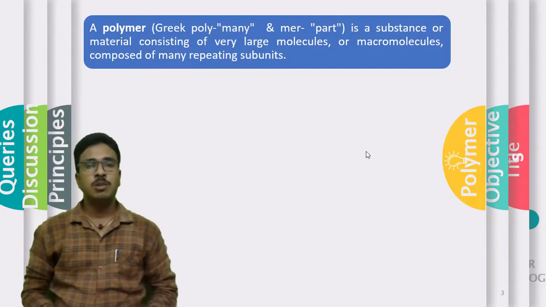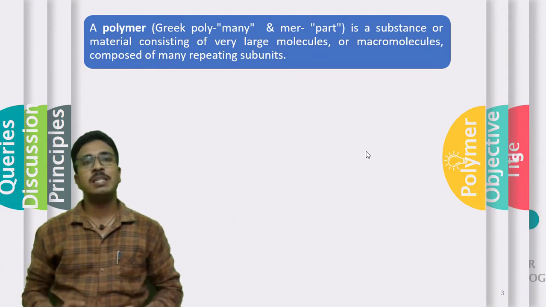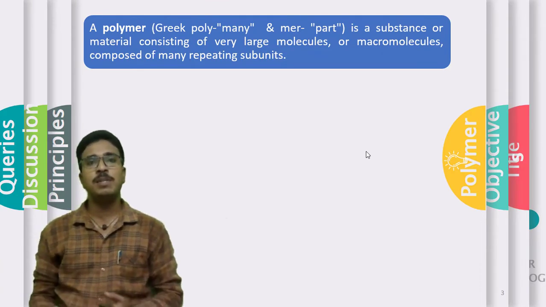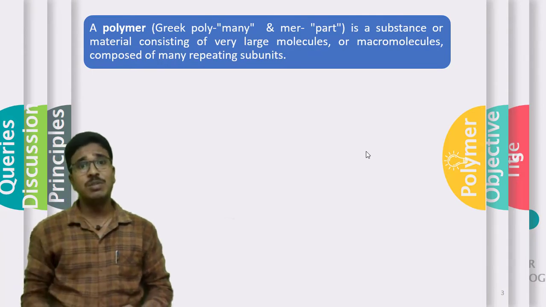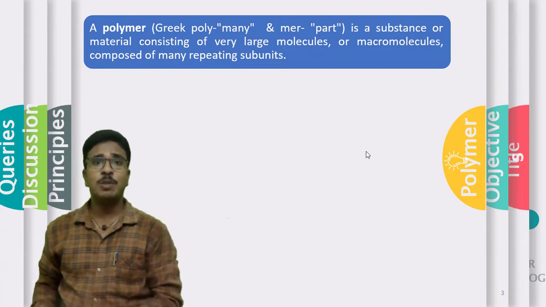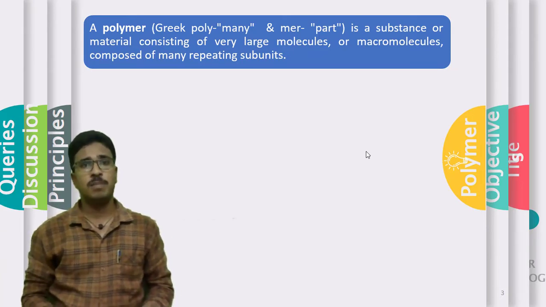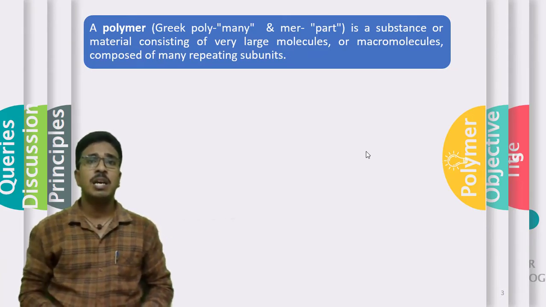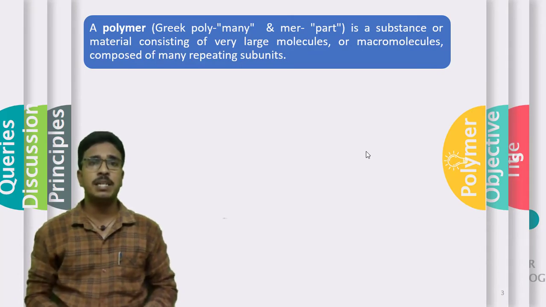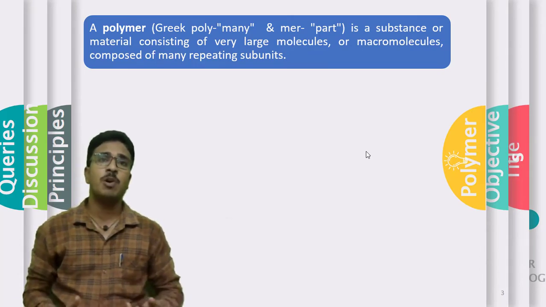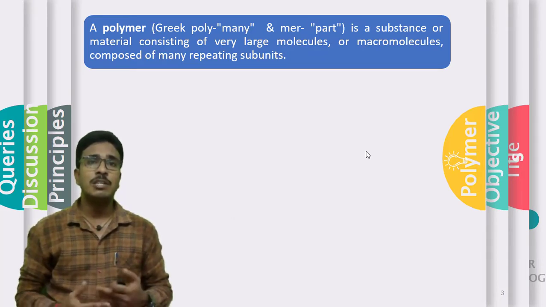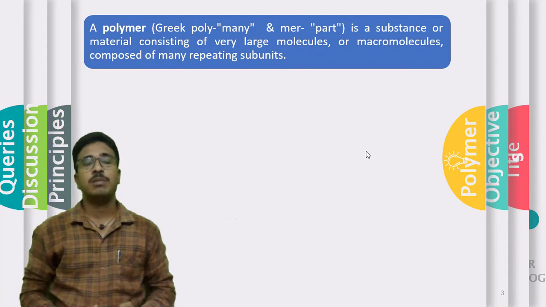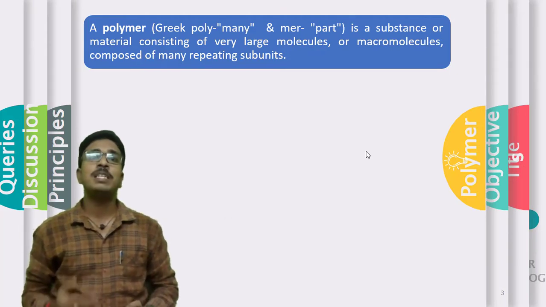Now, before discussing in detail the different principles that are required for a fiber forming polymer, first we will try to understand what a polymer is and what the input material for making a polymer is. So here you can see a polymer is a substance or a material which consists of large molecules. Poly is nothing but many. It has large molecules or macromolecules composed of many repeating subunits.